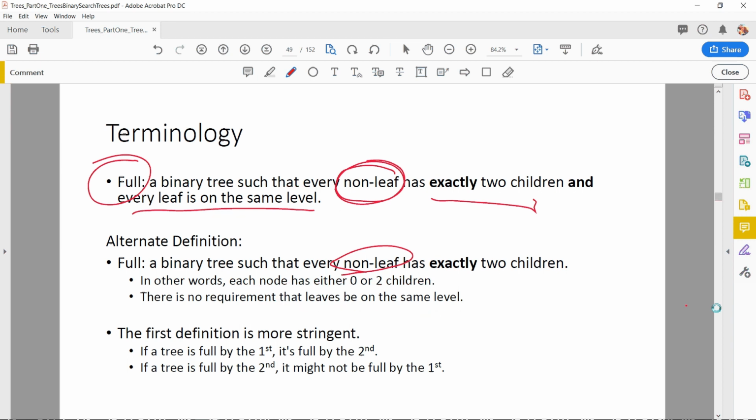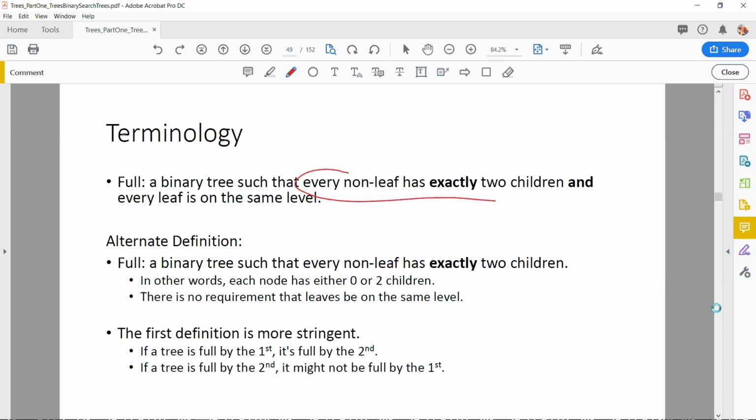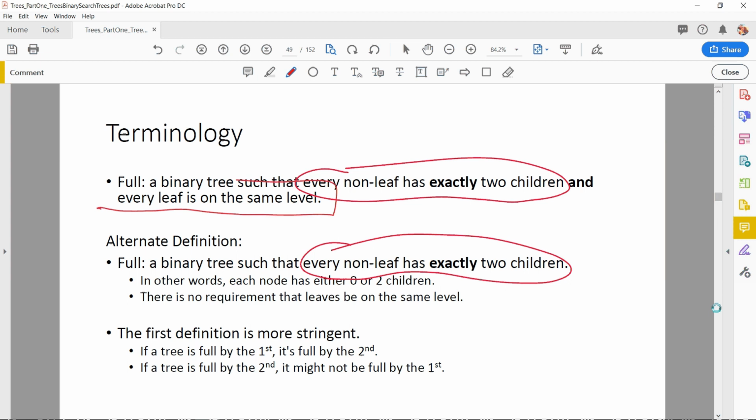So this first definition is sort of more stringent, right? Both definitions say that every non-leaf has to have exactly 2 children. They share that part of the definition. But the first definition is more stringent because it also says that every leaf has to be on the same level, and that's not part of the second definition. Because the first one is more stringent, if a tree is full using this definition, then it must also be full using this one.